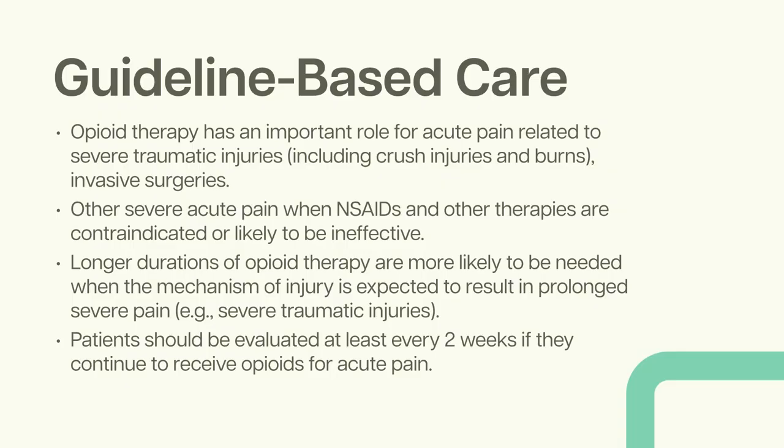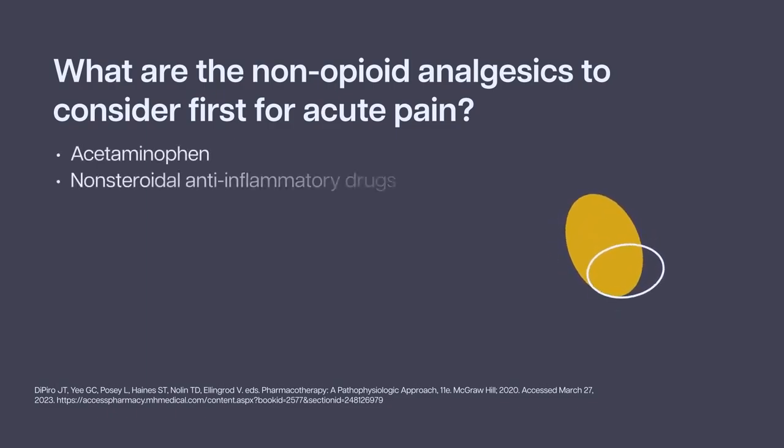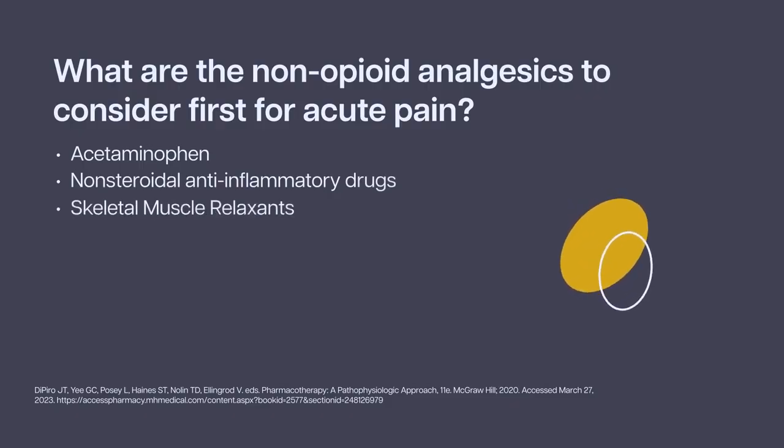these medications. While described in detail elsewhere in this series, I at least wanted to mention the most important non-opioid analgesics to consider for acute pain. They are acetaminophen, non-steroidal anti-inflammatory medications, and skeletal muscle relaxants.